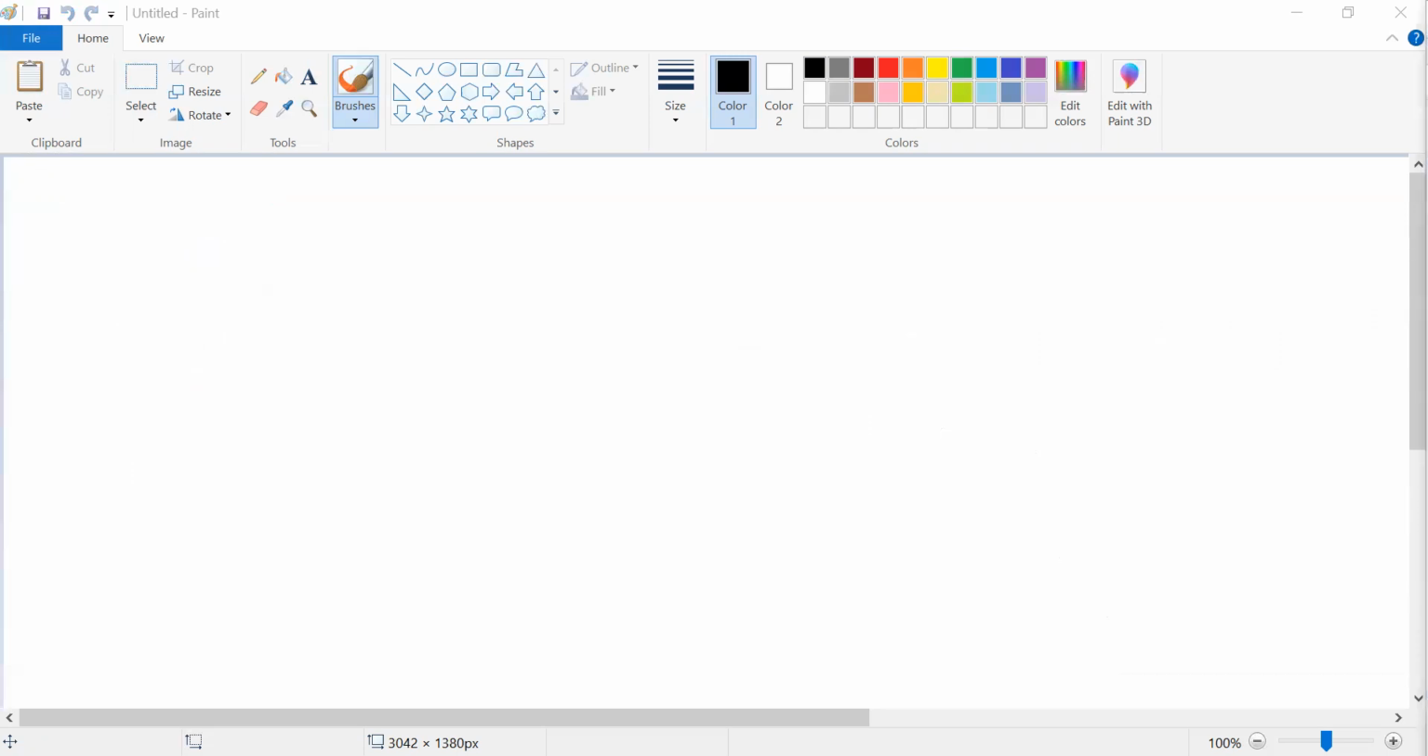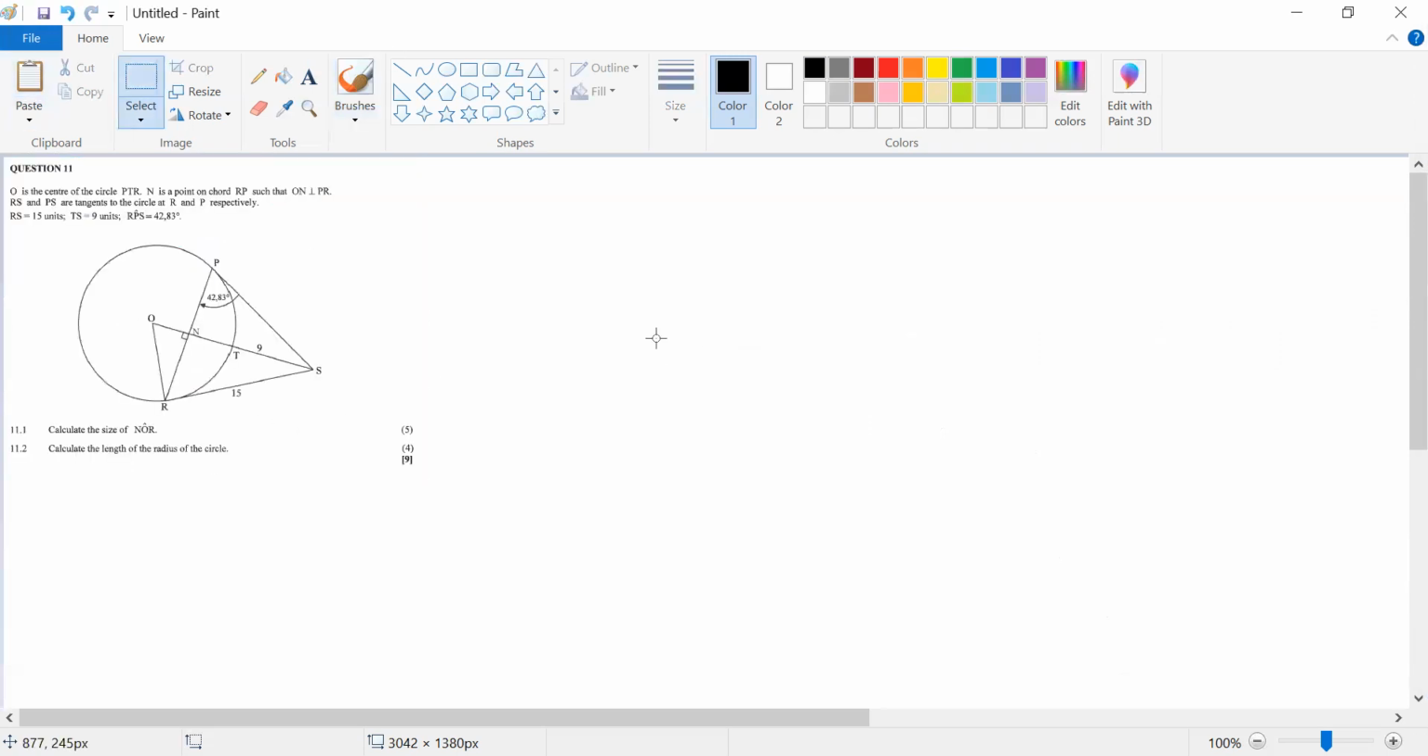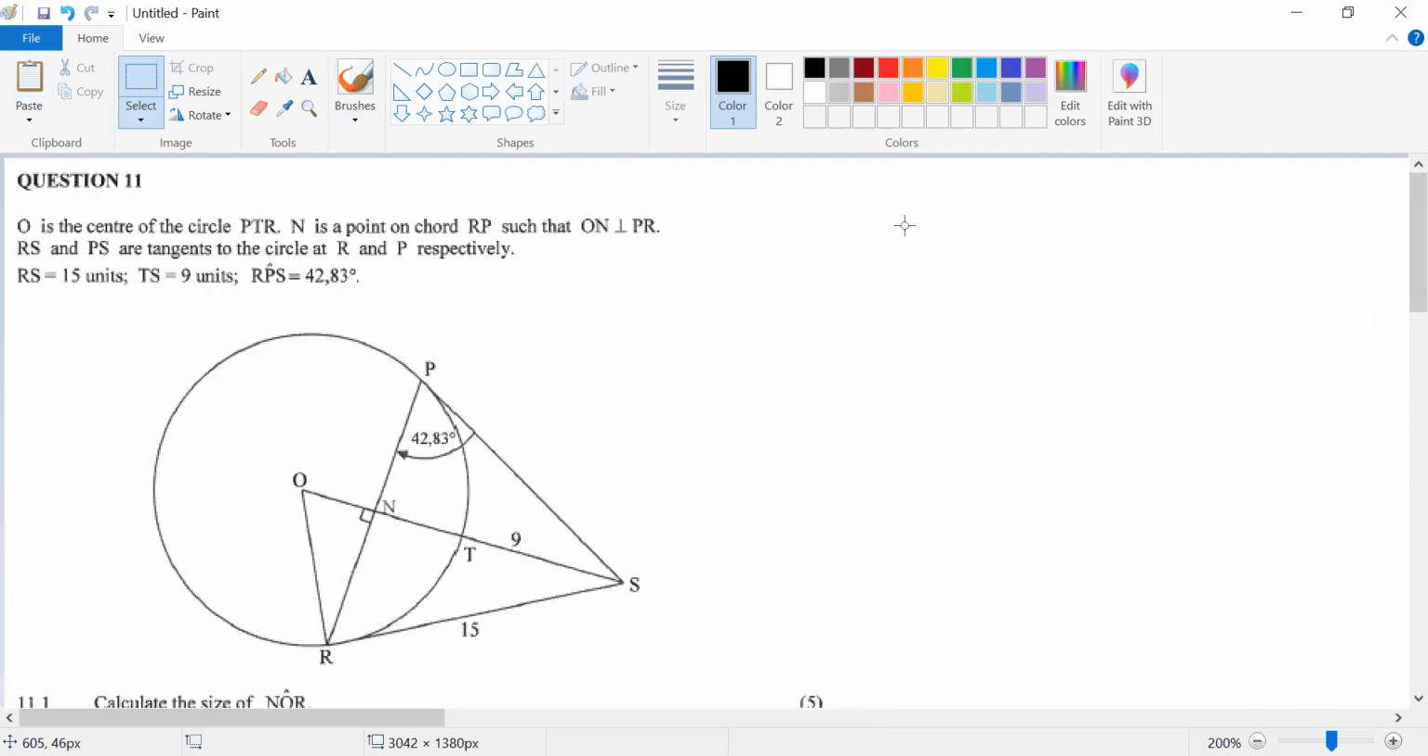All right, so now let's take a look at something that's a little bit more difficult. Question 11. All right, so let's get into this one. They tell us that O is the center of the circle PTR, and that N is a point on chord RP such that ON is perpendicular to PR.